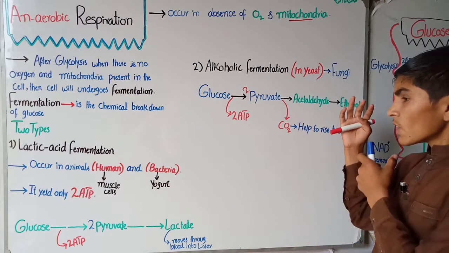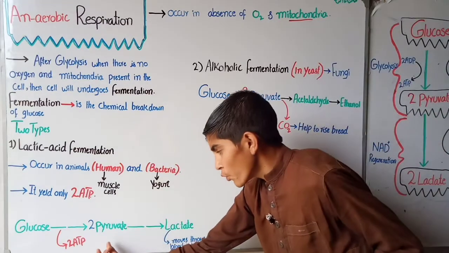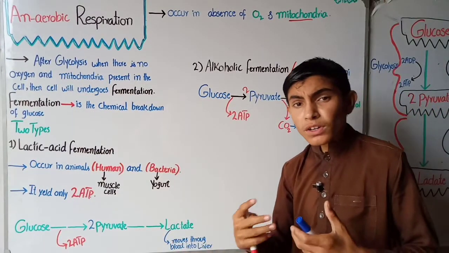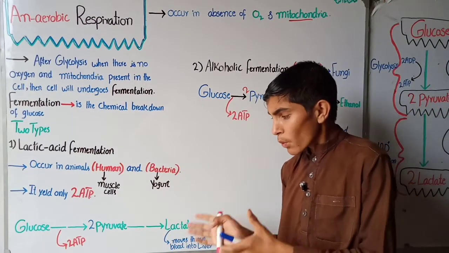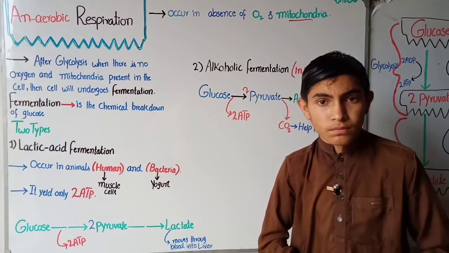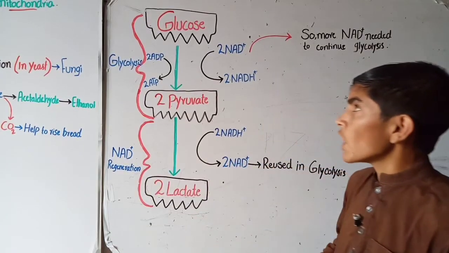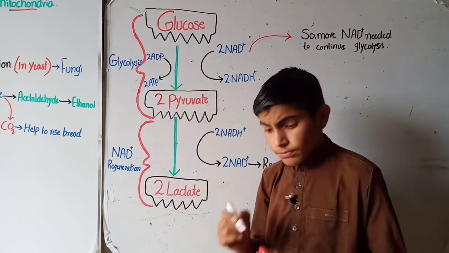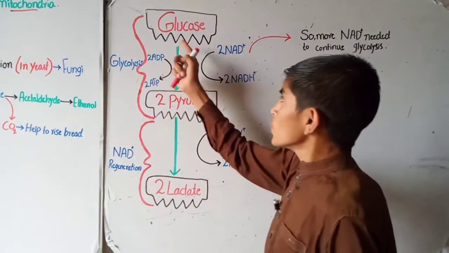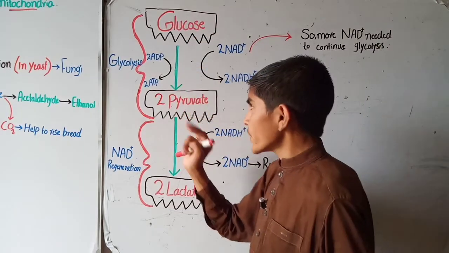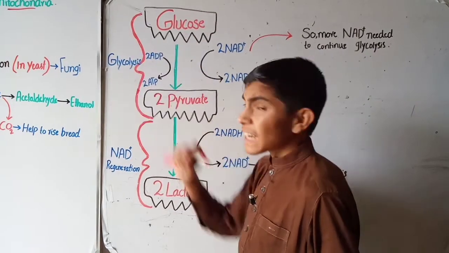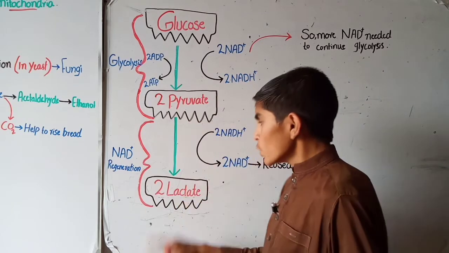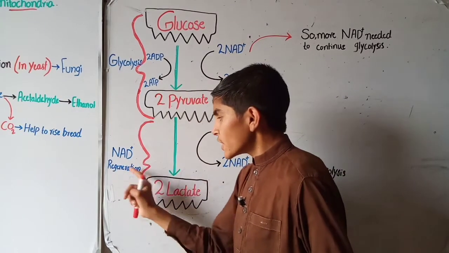Now we'll talk about why these 2 pyruvate are converted into lactate. So we'll study about this. Now we'll talk about why glucose is converted into lactate. First of all, glucose is converted into 2 pyruvate, and this process is known as glycolysis, and then 2 pyruvate are converted into 2 lactate, which is known as NAD regeneration.